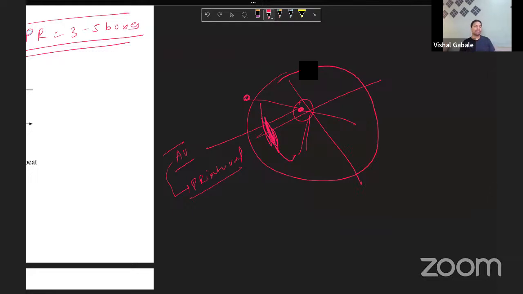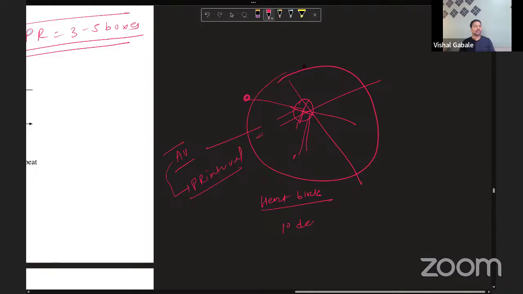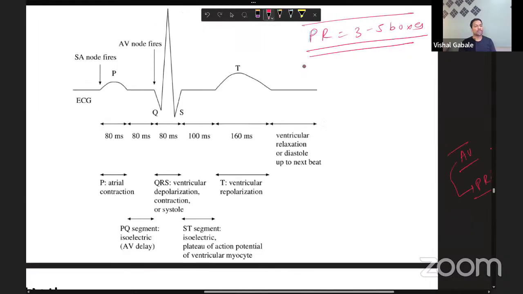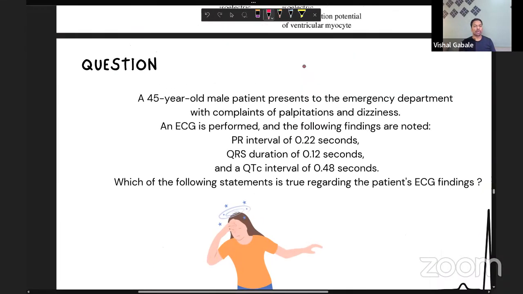Got it? But if there is no accessory pathway and there is a blockade at the AV node, which we call a heart block, then to be specific, if it's a first degree heart block, what will happen? Your PR interval will be prolonged. So that's what you see in case of first degree heart block, guys.